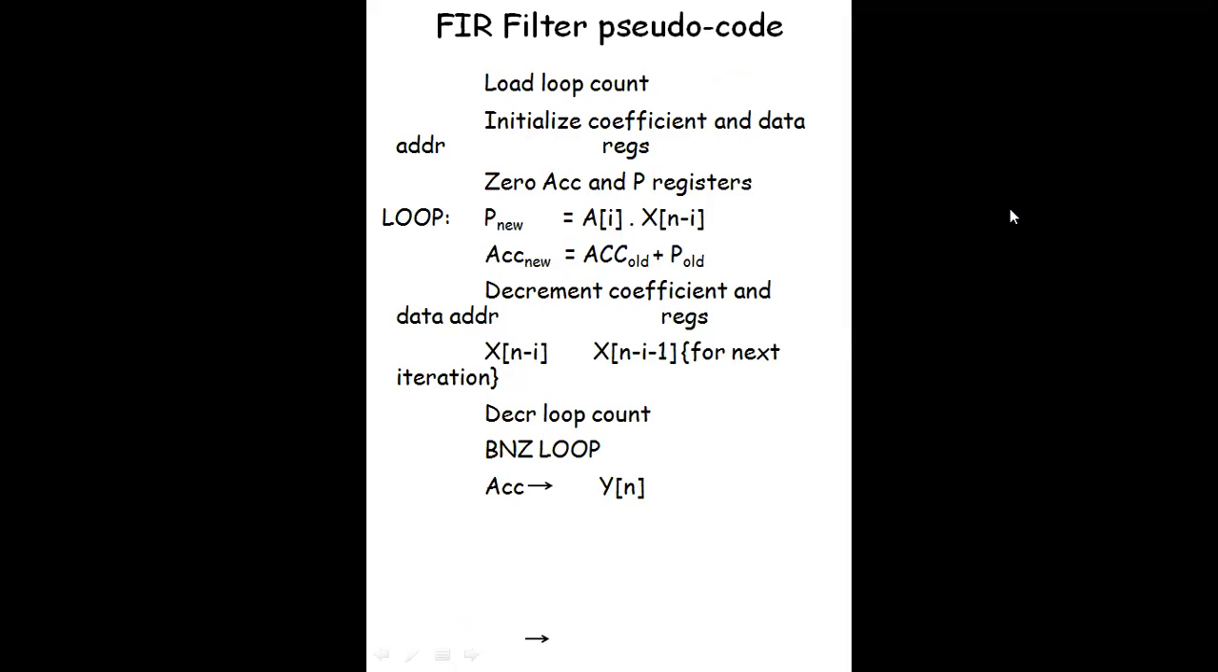So when you are writing the loop over here, we'll have p new equivalent to a of i times x of n minus i, and accumulator new equivalent to the old accumulator plus your old value. Decrement the coefficient and data address registers, which is for the next iteration, x of n minus i, x of n minus i minus 1. So we have to decrease the loop count before the non-zero loop, and then finally it has to be given to the accumulator in order to get the value of a of n.